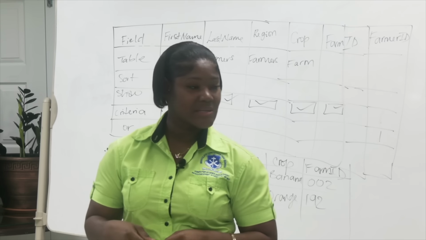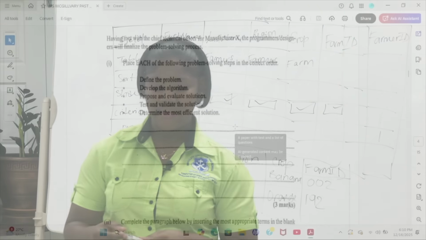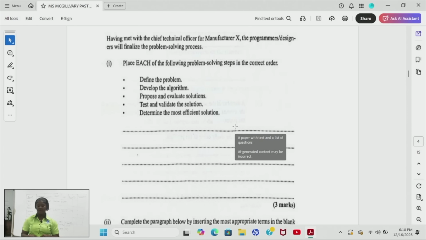So our first question states, having met with the Chief Technical Officer for Manufacturer X, the programmers/designers will finalize the problem-solving process. Place each of the following problem-solving steps in the correct order. 1. Define the problem, develop the algorithm, propose and evaluate solutions, test and validate the solution, determine the most efficient solution. So what is a problem?